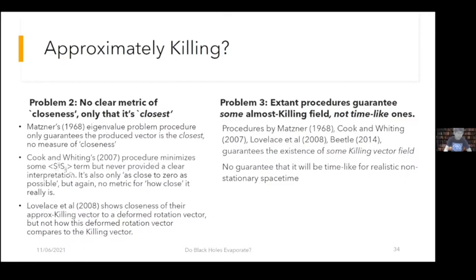They have a covariant term, an inner product term, but they never provide a clear indication of this term. It's just as close to zero as possible, but not exactly how close. Lovelace as well show closeness of the approximate Killing vector to a deformed rotation vector in curved space, but never compare this to the Killing vector. So again, how close is it to symmetry? I don't know. Also, the procedure guarantees some almost Killing field, but not a time-like one. So you're not guaranteed to get a time-like Killing vector field. That suggests it's not generally true that any cyclic spacetime, when approximated, gets a time-like vector field.